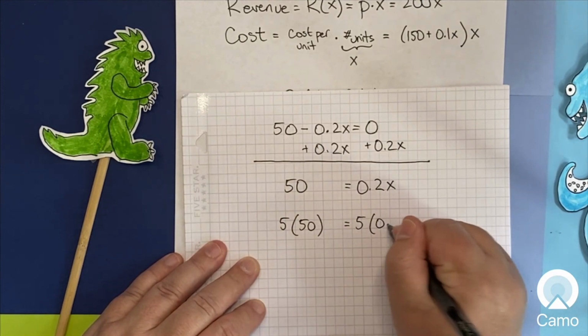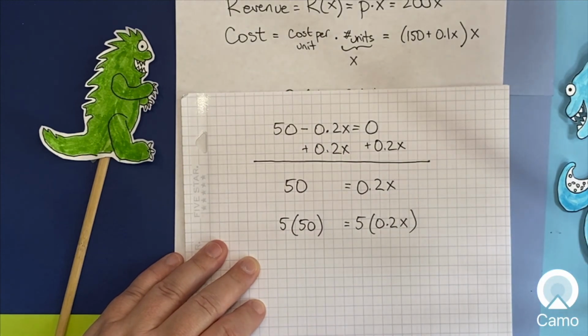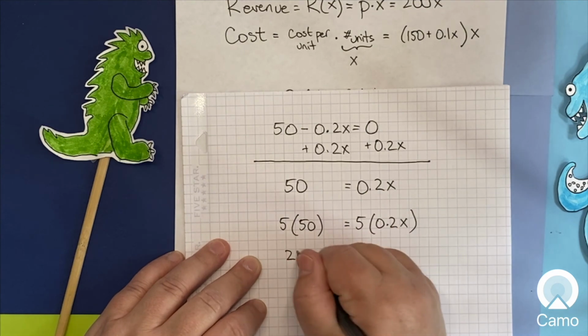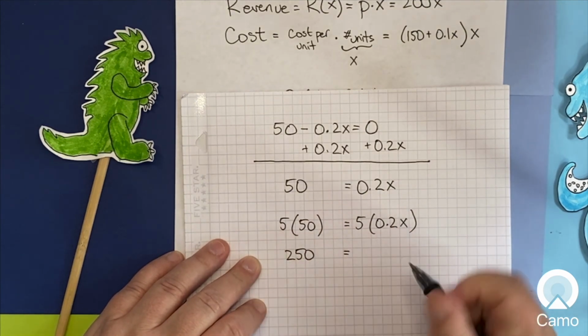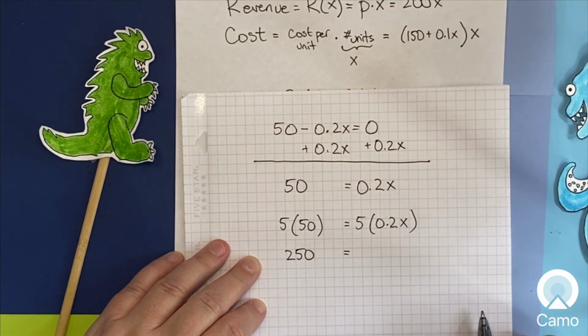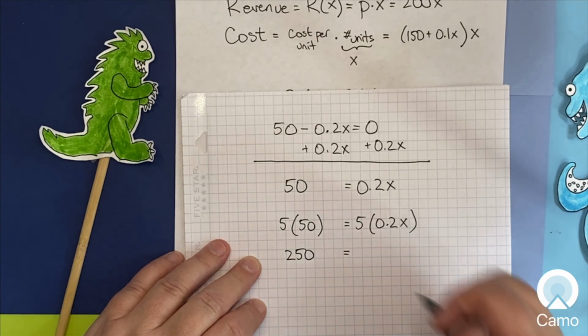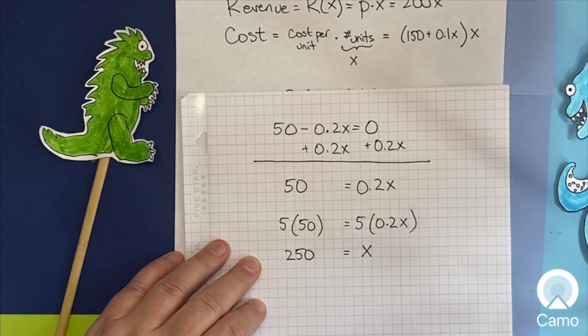So what happens? Over here I get 250. What is 5 times 0.2? It's 1, so I just get x. Isn't that cool? If you divide both sides by 0.2, you'll get the same answer. Okay, so x equals 250 units.